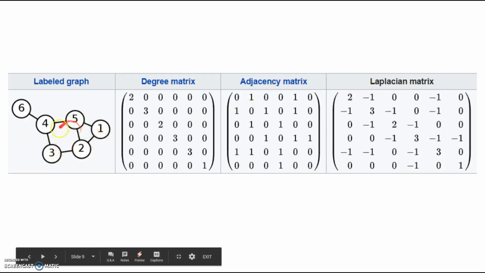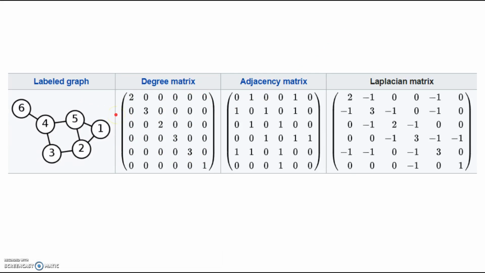So here we have the degree matrix, which is, again, just the number of edges coming out of that node. So on this first column, the first node only has 2 edges coming from it. Let's go to number 2. It has 3 edges coming from it. Hence, we have 3 here, and so on. And you can just generalize that to all the nodes.